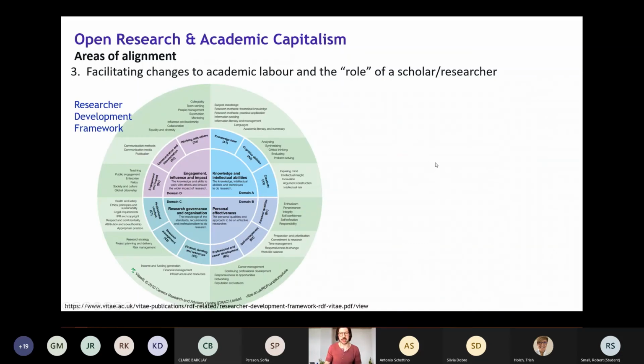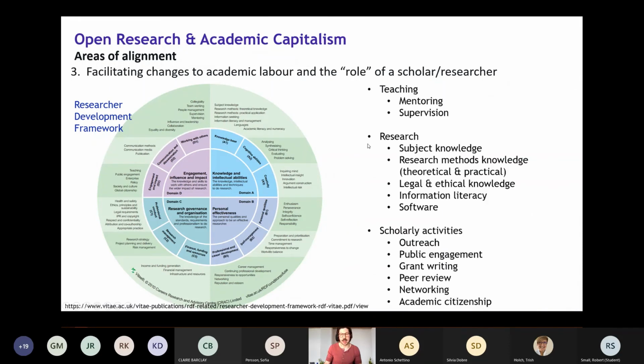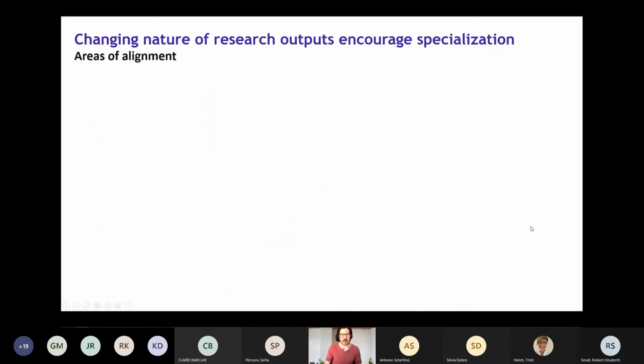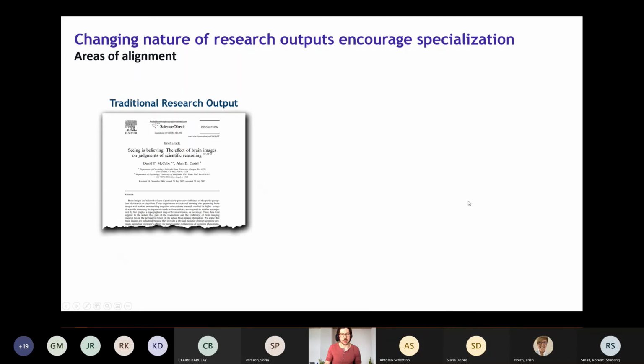So at the minute, researchers or academics do a bit of everything. This is an example of what's called the researcher development framework, which is often used to help develop PhD students to be well-rounded academics. And it covers all the possible things that you would do as a researcher. So teaching, research, lots of other scholarly activities. And in these traditional research outputs, this is quite a good example. It's 2 authors, there are 3 simple studies, and it's pretty feasible that both authors just did a bit of everything as part of that.